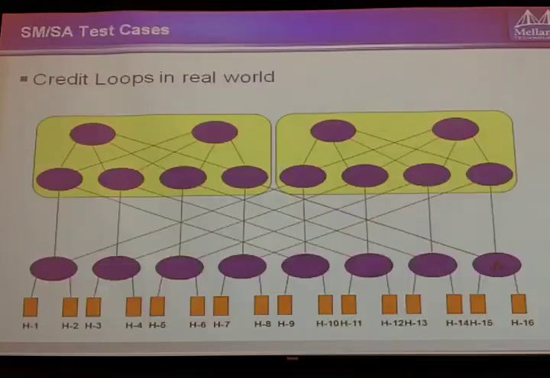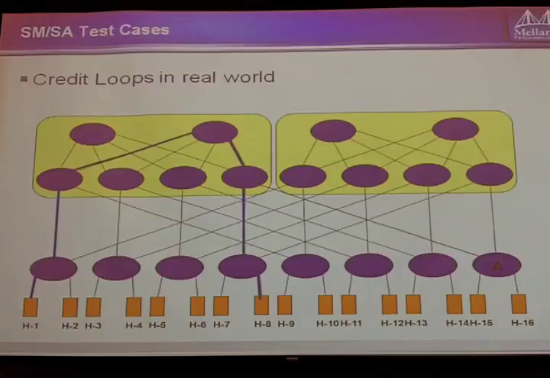So how can credit loops happen in the real world? Here's a fat tree cluster. All these are my hosts. Basically, to get from here over to here, I have to go all the way up and then all the way down. This is a pretty simple example, pretty straightforward how we build InfiniBand clusters. And we use algorithms called up-down, where we go to the top of the tree and then we go back down to the bottom.